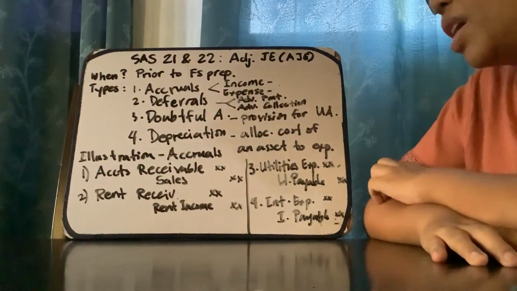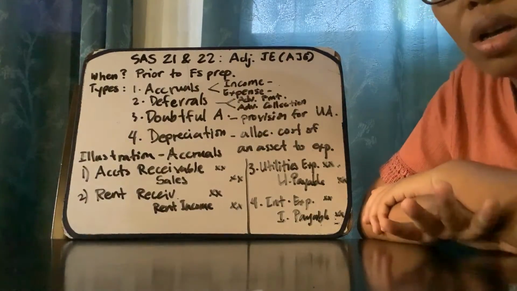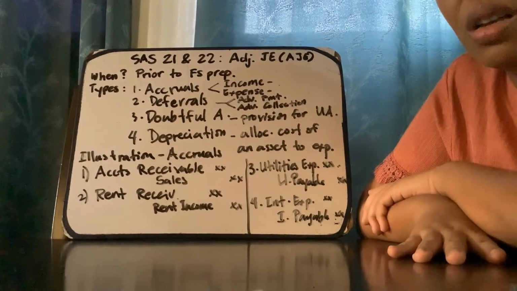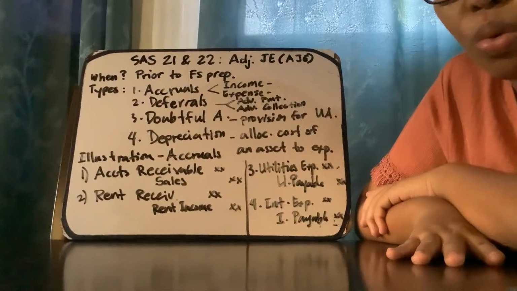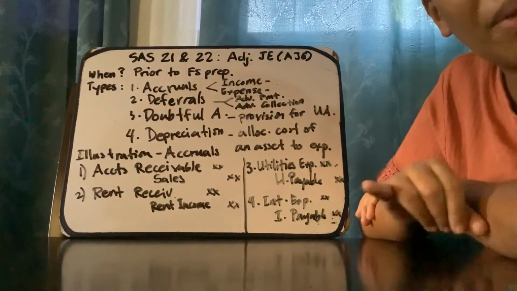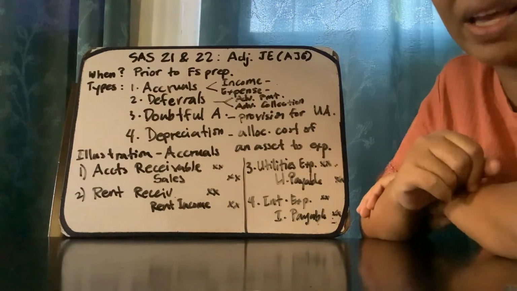Third type is the doubtful account. This may be new to you. What is a doubtful account? Diba? We mentioned earlier, utang. Sa utang, posible mabayaran, posible dili mabayaran.